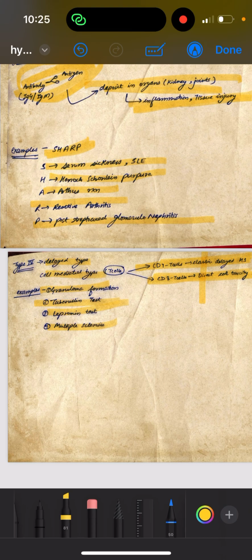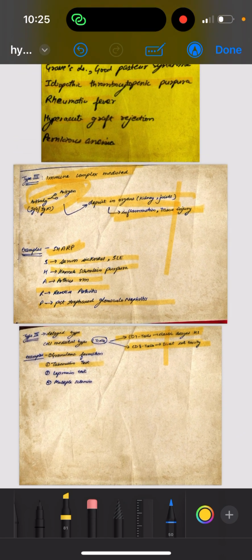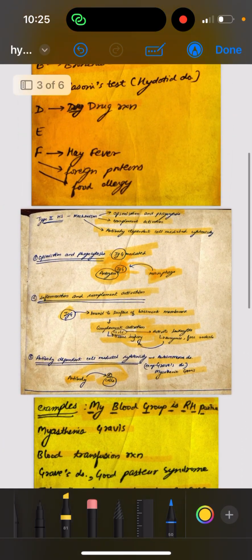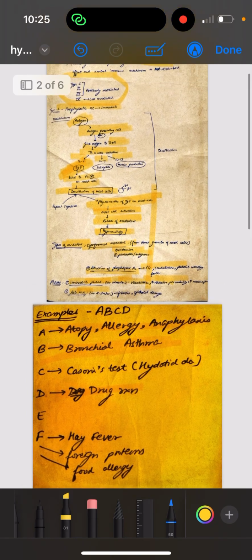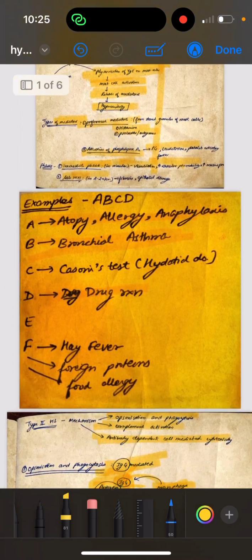So this is all about hypersensitivity. I hope everything was easy for you. What you have to do is remember the examples, remember the pathogenesis, and which antibody is involved in which hypersensitivity. So basically type 1 hypersensitivity, IgE antibody is involved. Then the examples mnemonic you can remember by ABCD.